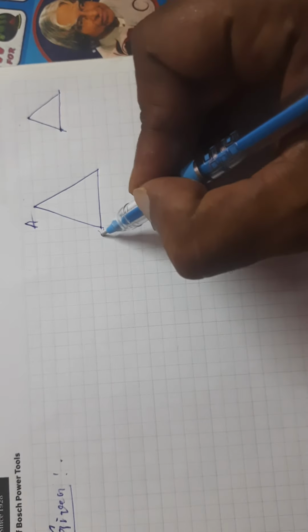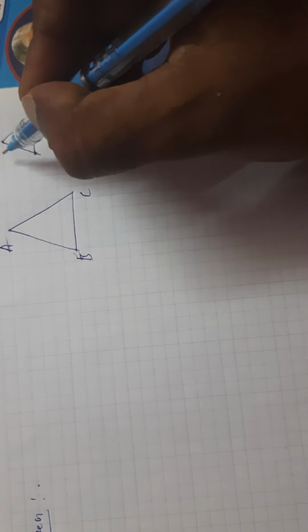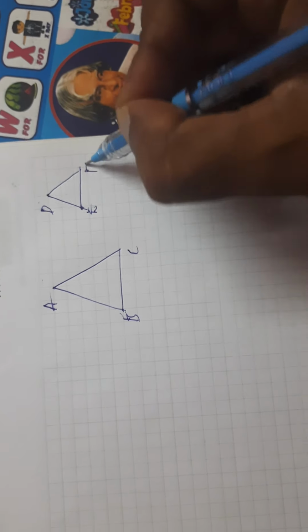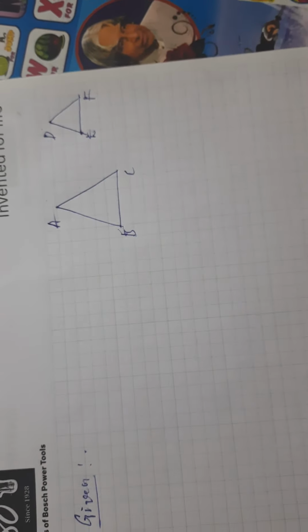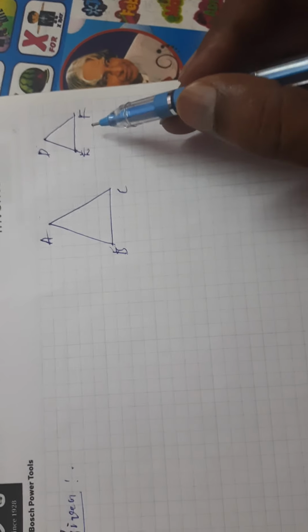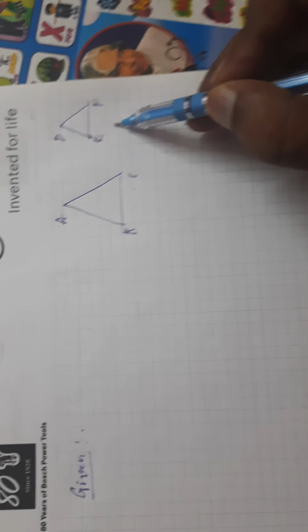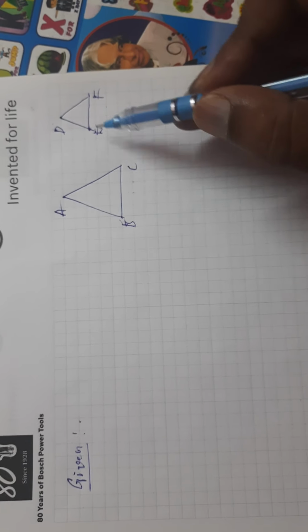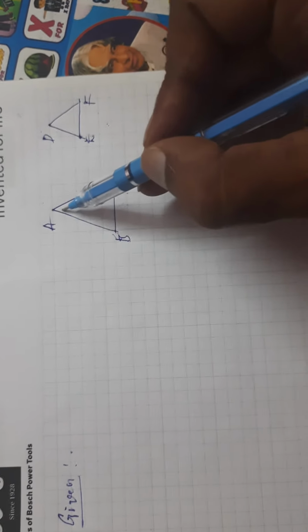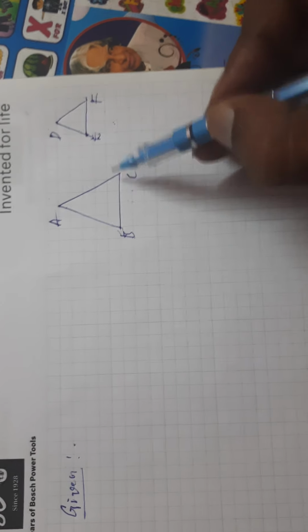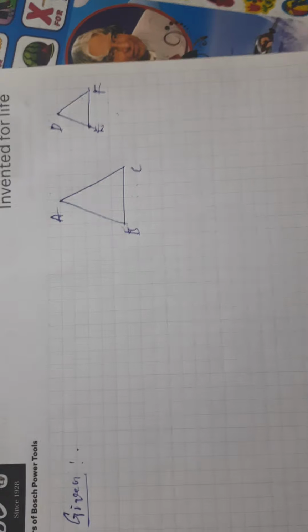This is ABC, the bigger triangle. This is DEF. These two triangles: what is the statement? If in two triangles corresponding angles are equal, that means angle A is equal to angle D, angle B is equal to angle E, angle C is equal to angle F. They gave this in the statement.